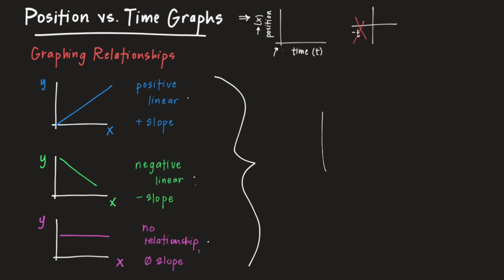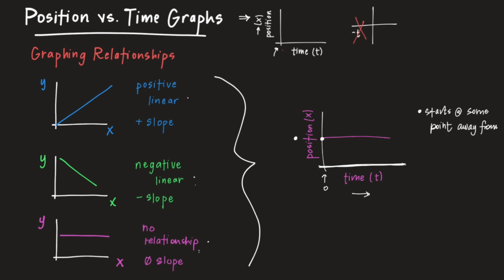Okay, last one, and then we'll put some context to these. With our no relationship graph, which looks like that, with position on the y-axis and time on the x-axis, again, we always want to consider where the object is starting. Where is it located at time equal to 0, when somebody starts the clock? Here, again, it's not starting at the origin, it's starting at some positive point away from the origin. As time increases, you'll notice that the position doesn't change. It stays right there.